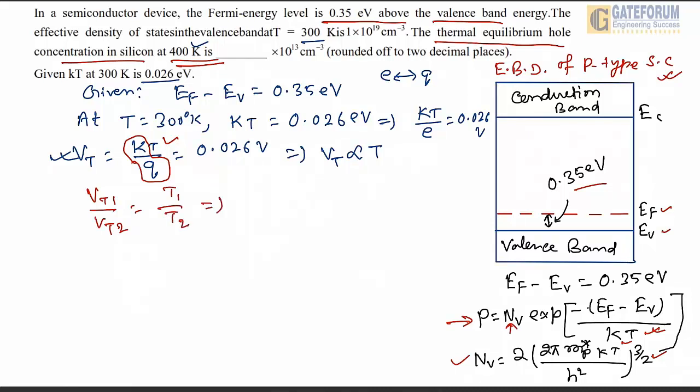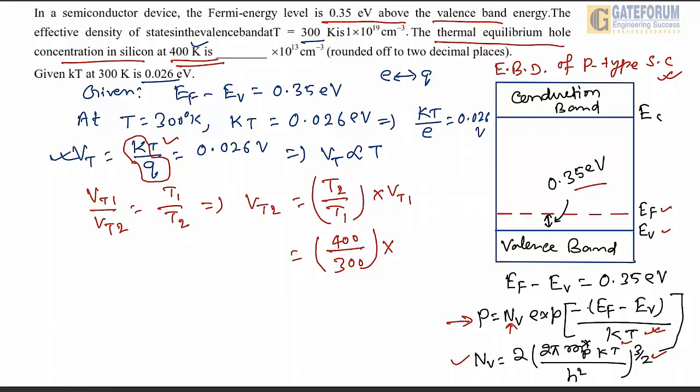So we need to find out VT2. So this VT2 will be T2 by T1 into VT1. So this T2 is given as 400 degree Kelvin and T1 is 300 degree Kelvin, into VT1, which we got as 0.026 volt. So after calculating this, we will get 0.03466 volt. So this is the value for VT2.